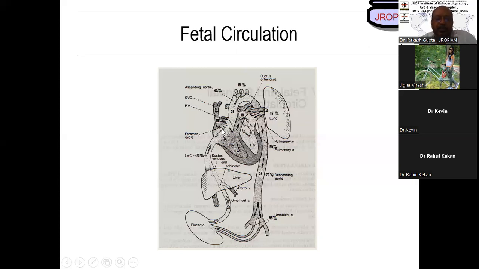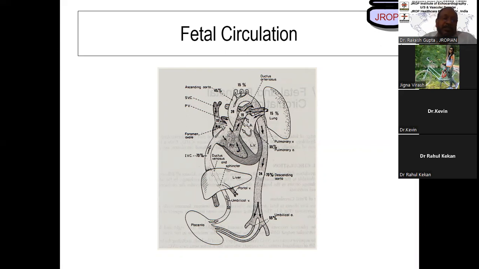majority of this blood is shunted from right atrium to left atrium through a membrane, which in remnant becomes the Eustachian valve or Chiari network. Some of the blood goes to the right ventricle and that goes to the pulmonary artery. Now the lungs are not mature. What does this blood do? Some amount of blood goes to the lungs, about 15% here, and the rest of the blood bypasses the lung circulation through the ductus arteriosus.